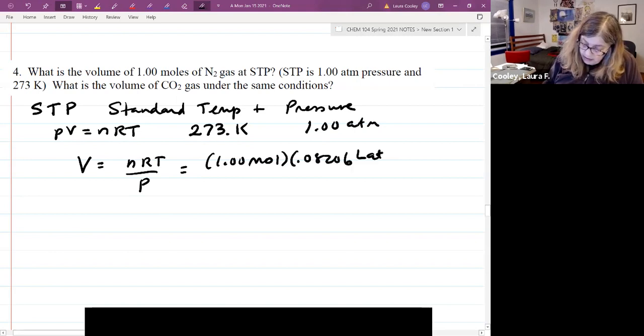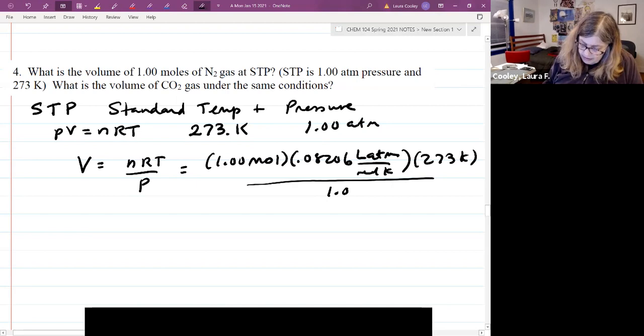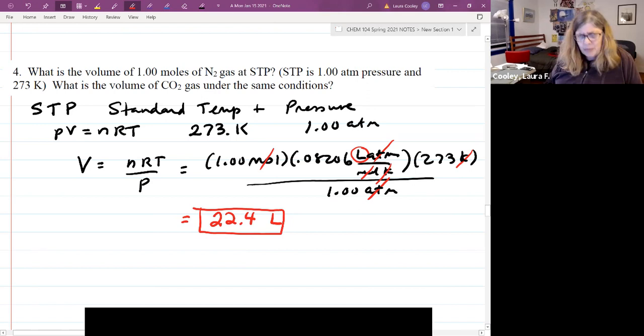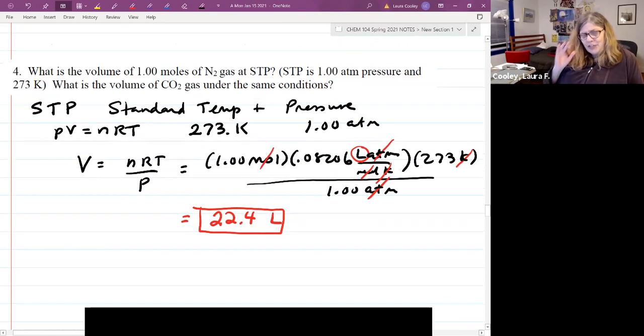So this is 0.08206 times 273 over 1. And once again, you see all the units cancel, and you end up with liters. It's a number that I've had memorized since high school. It's 22.4 liters. And why would I memorize that number? I'll give you a clue.